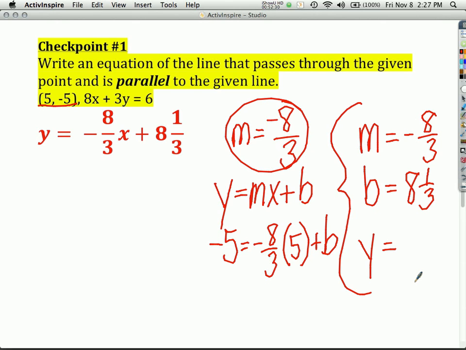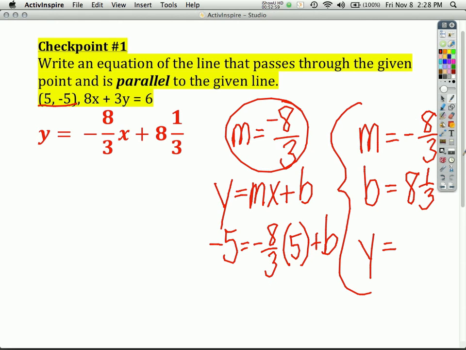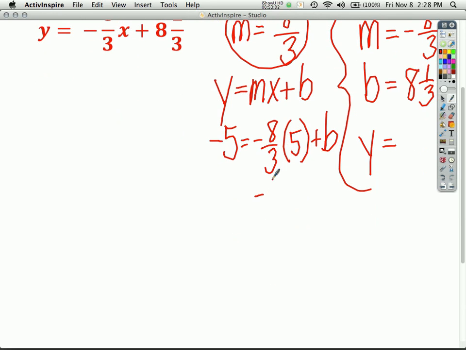Catalina. I got negative 18 and 1/3. Okay. So you're not alone. I think at least 2 other people got that. So did you have this? Yeah. So then it's a calculation issue. What does this come out to? Negative 40 over 3. Okay. So this is negative 40 over 3 plus b.